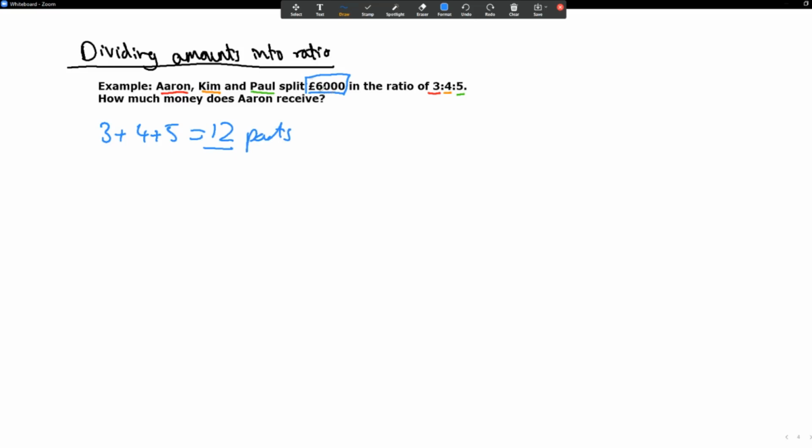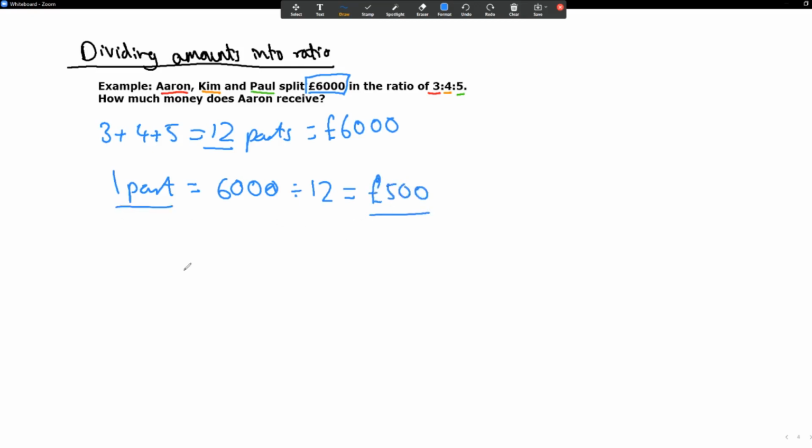So what we can say is that £6,000 is 12 parts. So we can divide both by 12 to get one part of the ratio. If we divide 6,000, let's get rid of the units for now, by 12, we get 500 pounds. So that's one part. You can see that we've connected the amount of parts in a ratio to that real value, the thing we actually want to deal with.